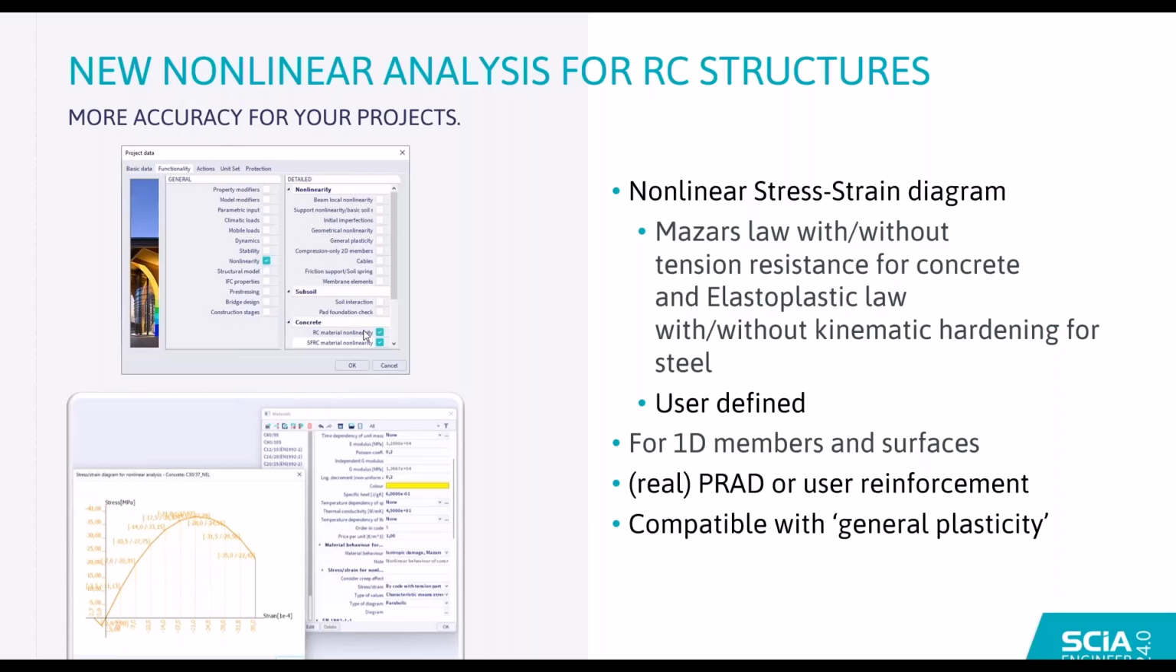Now, for concrete materials, you will have the option to take into account Mazar's law and use some predefined stress strain diagrams with or without tension resistance. For our steel materials, you will be able to use the elastoplastic law with or without kinematic hardening. As well as those predefined options, you will also be able to manually define a stress strain diagram based on your input.